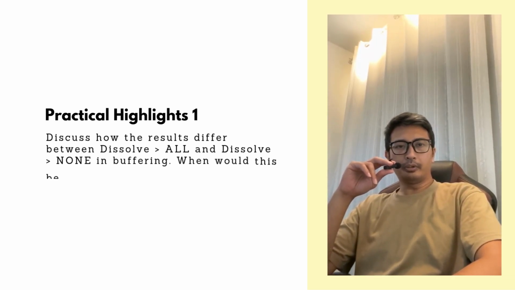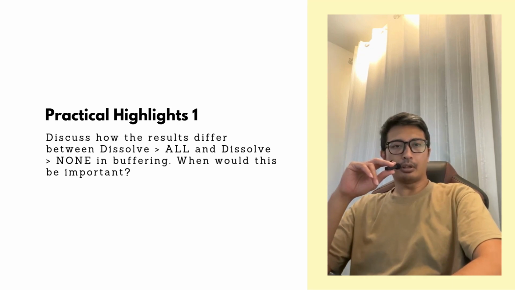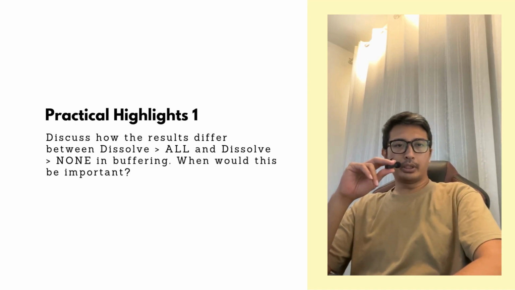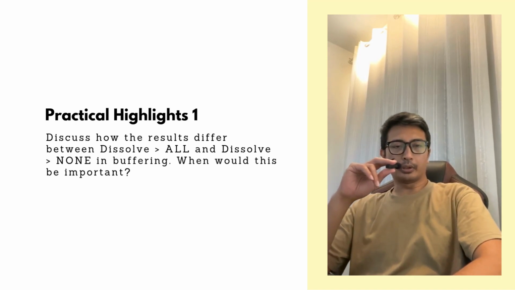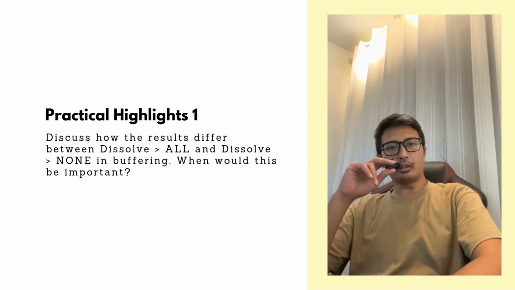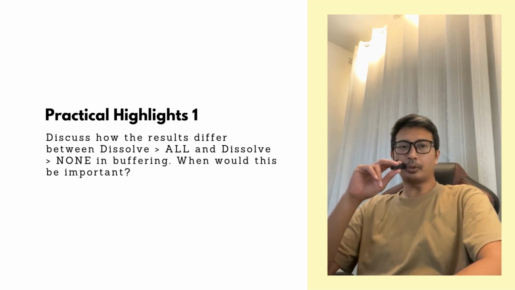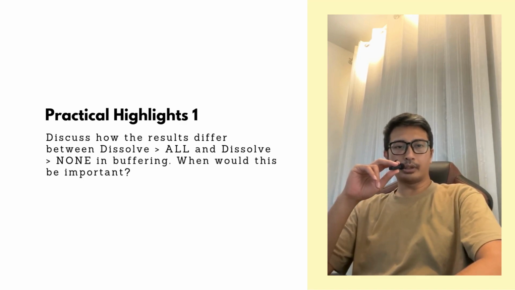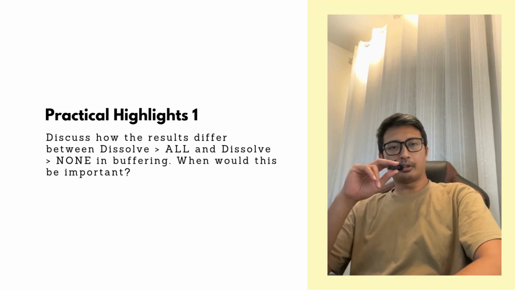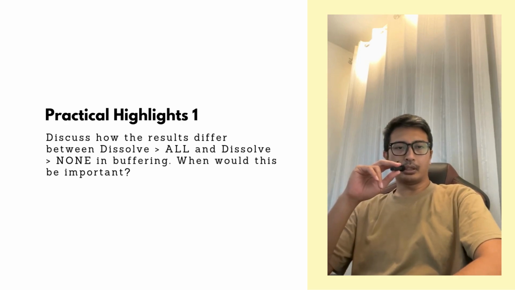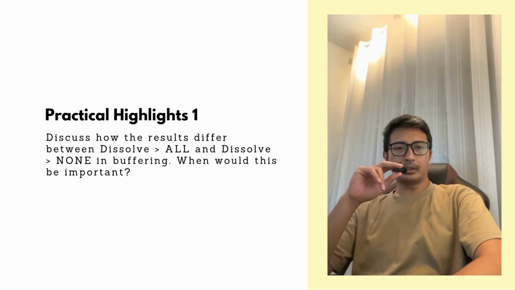Discuss how the results differ between dissolve all and dissolve none in buffering. When would this be important? Okay, let me explain. Dissolve all merges all overlapping buffer zones into one polygon. The attribute table contains one record if all buffers are connected, suitable for creating a single protection or management zone. For example, creating a 300-meter protected zone along a river.